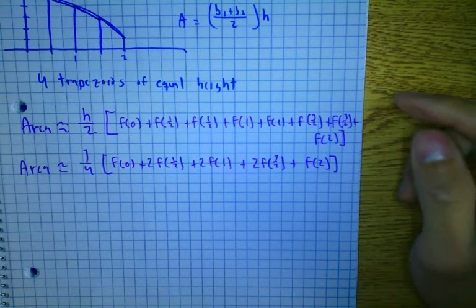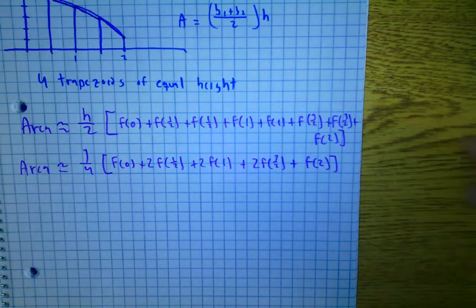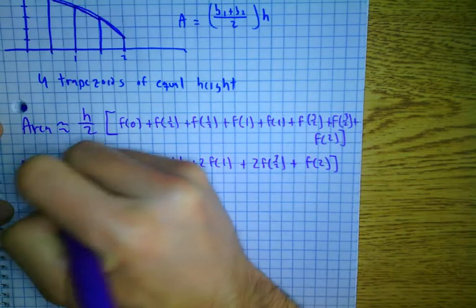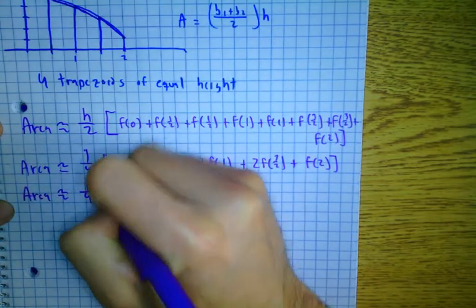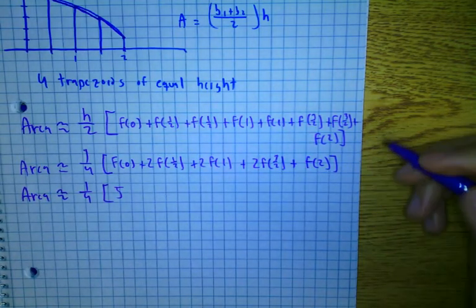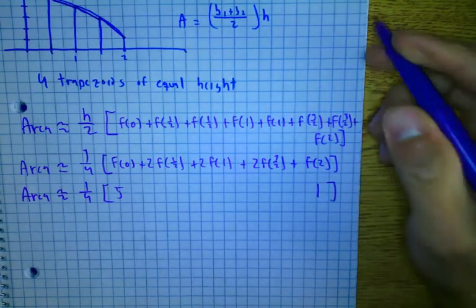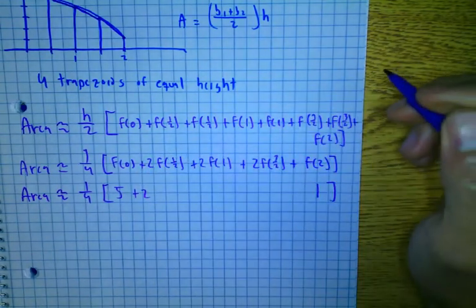Do you have to know this? No. If you know it, cool. If you don't, it's okay. You can still get the numbers. Okay? So the area is approximately 1/4 times (F of 0, which is 5. We can start out with that.) All right? What's F of 2? 1. So we'll start out with the easy ones. Plus 2 times F of 1/2.